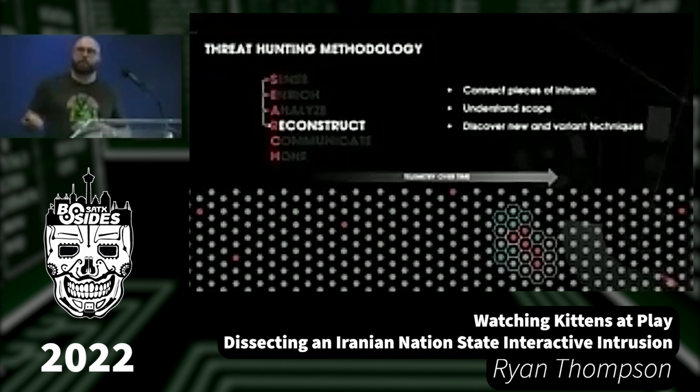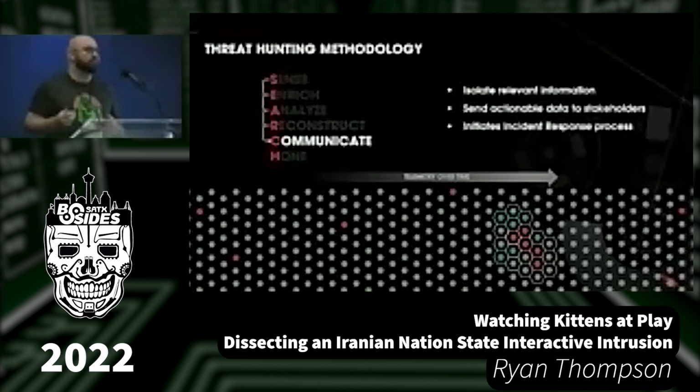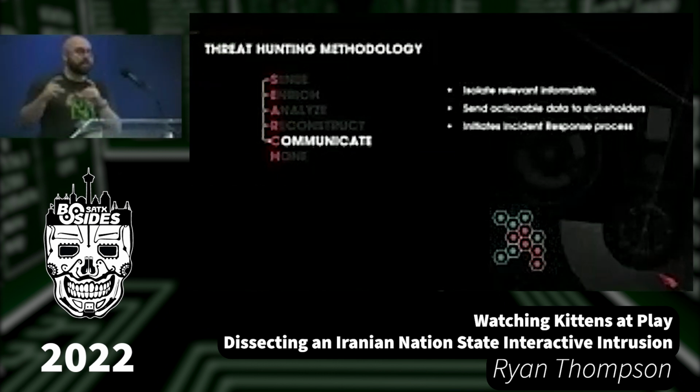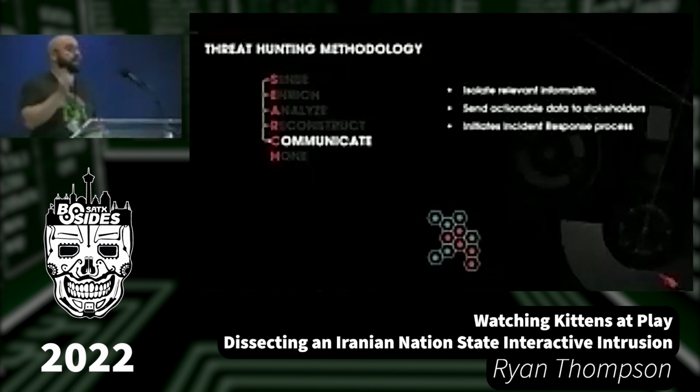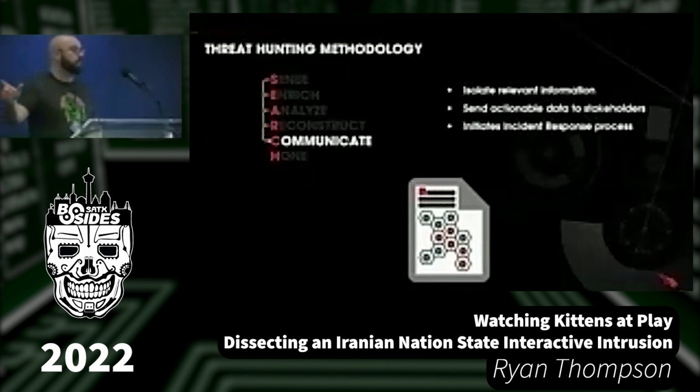And I'll be honest, this next step, communicate, this is why we do it. Whether you're an internal threat hunting team that's providing this feedback to your IR team, or you're CrowdStrike and you're providing it to clients, you need to isolate that intrusion and somehow package it up and make sure that it gets to the right stakeholders, right, at the end of the day.